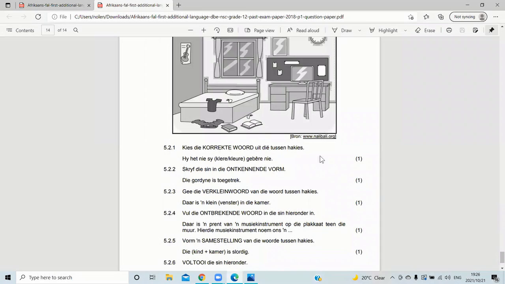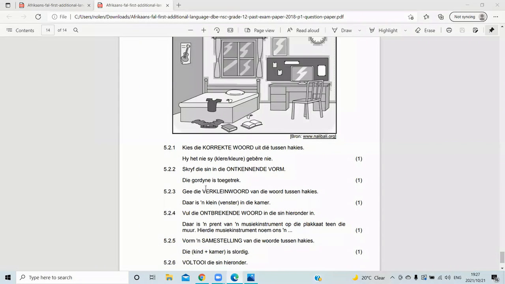Okay, kies die korrekte woord tussen hakkies. Hy het nie sy klere of kleure gebêre nie. Kleure with a U is colors. Think about the word colors like this. Colors equals kleure. They both have a U in it. Okay. Klere with E-R-E is clothing. So the boy didn't put his clothing away. Klere with E-R-E.